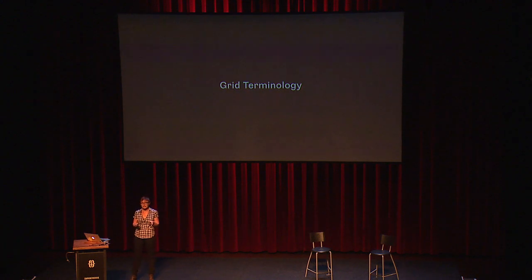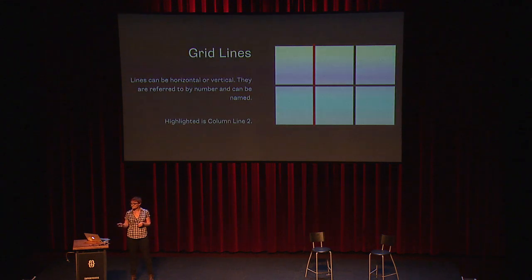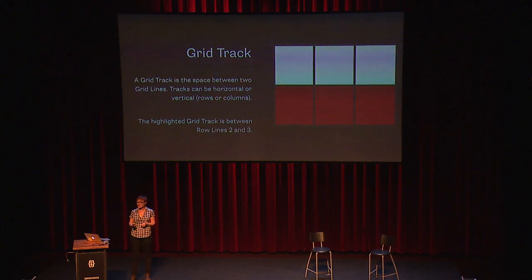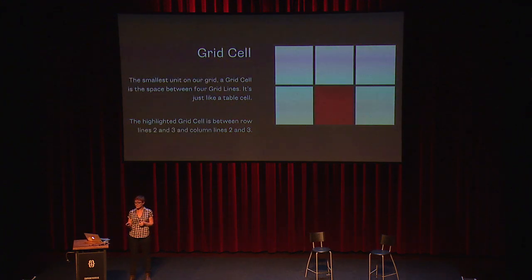But before I do that, I'm just going to describe some of the terminology that you come across because it'll make our lives easier. So we've seen grid lines. Lines can be numbered, which is what we've already looked at. They can also be named. A track is any row or column between 2 row or column lines. So we had gutter tracks and we had content tracks in the previous example.